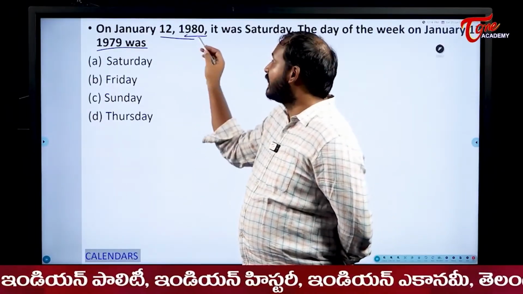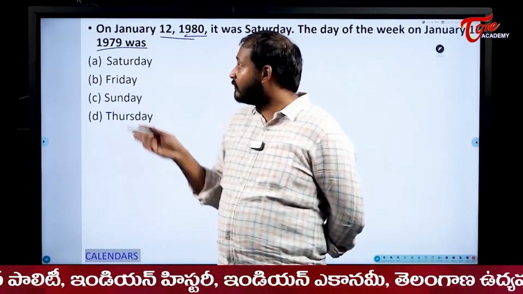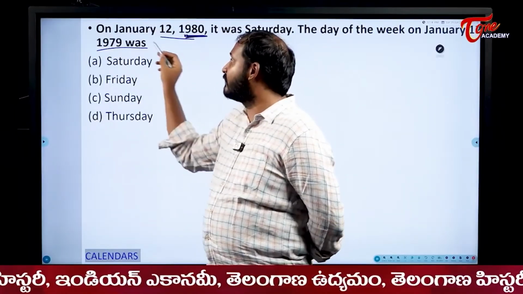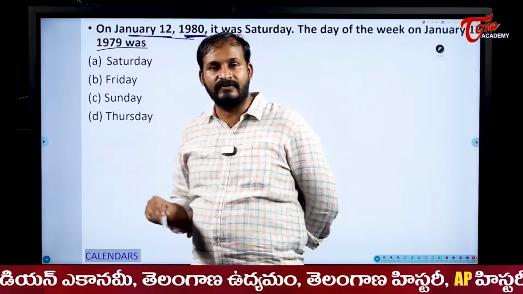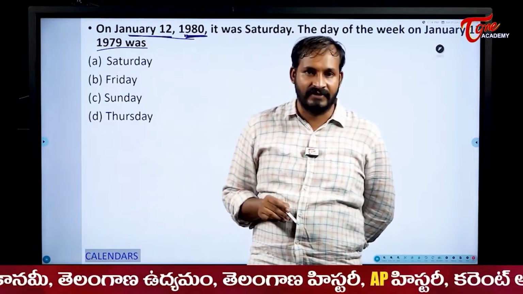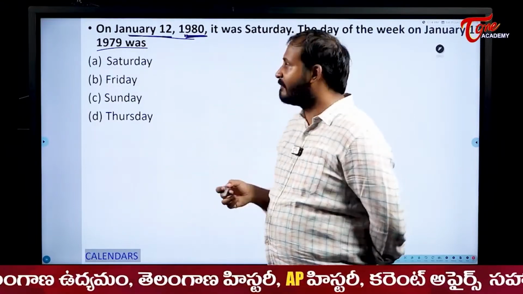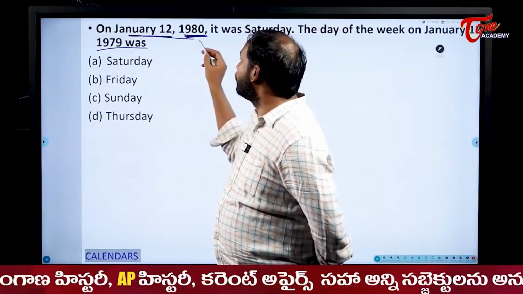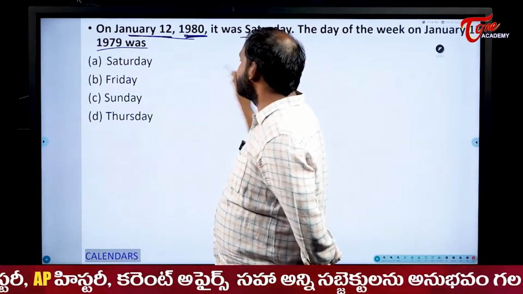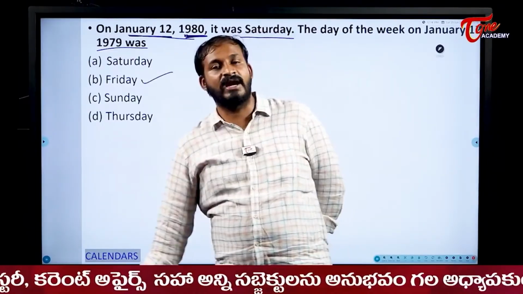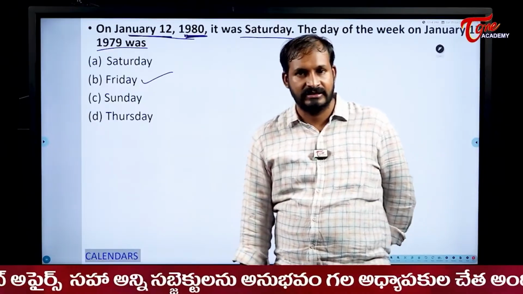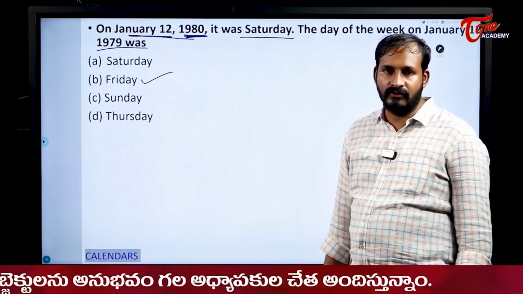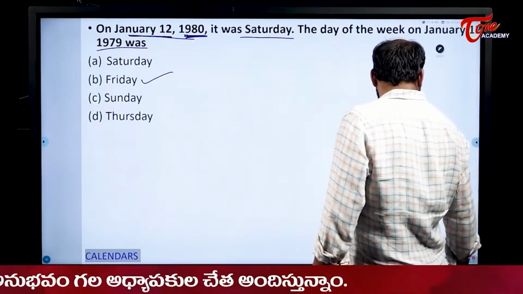Now see here, 1980 is a leap year. Now you are going 1 day backward. And in 1980, did we cross February 28th? No, we didn't cross February 28th. Still we are in the month of January. So only a 1-day jump will happen backward. So January 12th, 1979 will become, since it was Saturday, just Friday. Only 1 day backwardness is enough for us. If we had crossed February 28th, then we would have come back by 2 days, but here only 1 day.